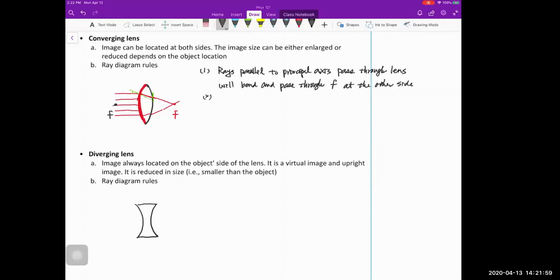The second rule is this. The second rule is actually very simple. You look at the rays that pass through the center of the lens.